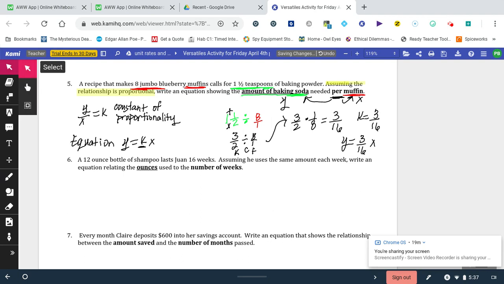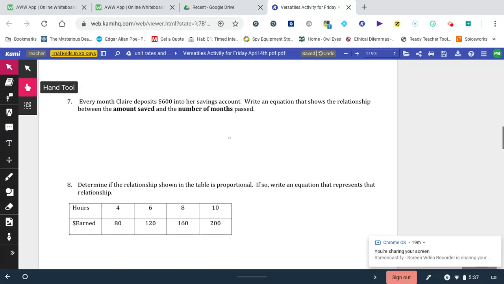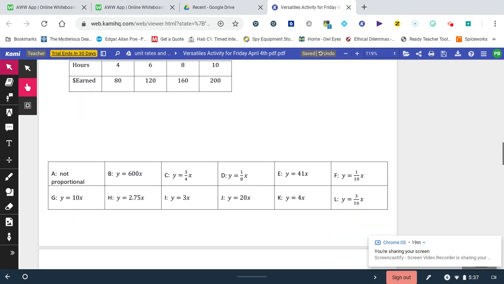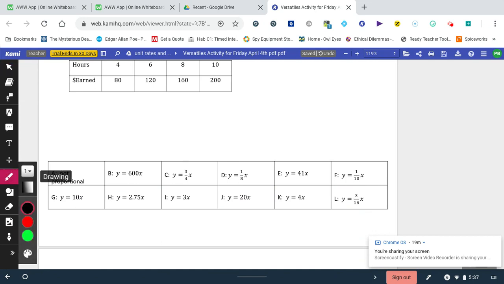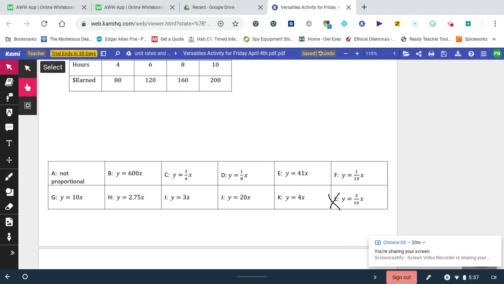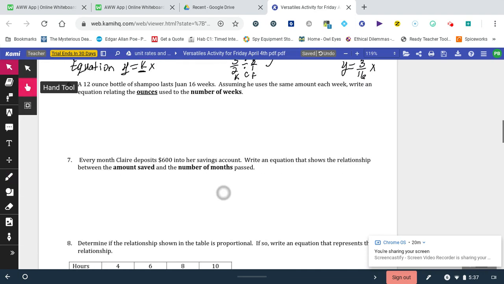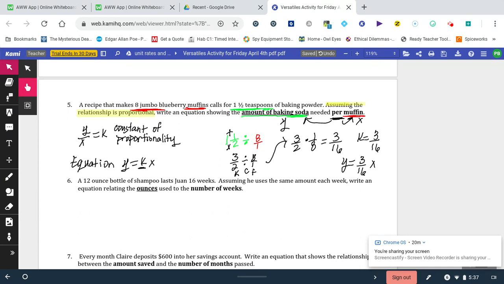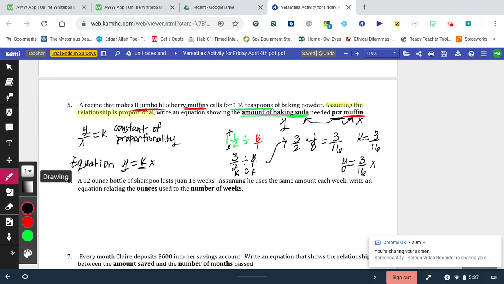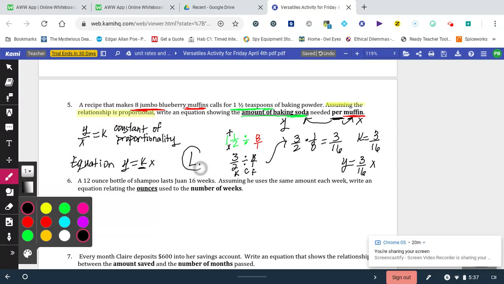All right, so let's go down and mark off the box that has y equals 3/16 x. And that will be L. So I'm going to mark L off. So it tells me that number 5 is L. All right, so number 5 is L. Now you're going to pause the video and you're going to try number 6.